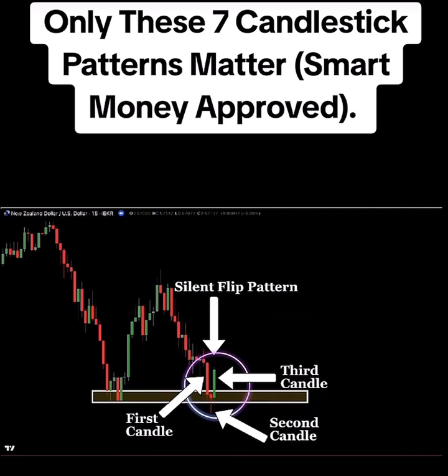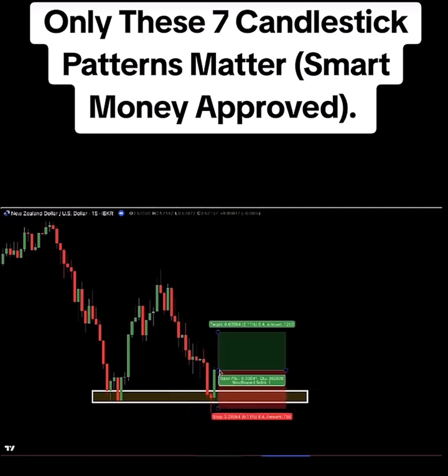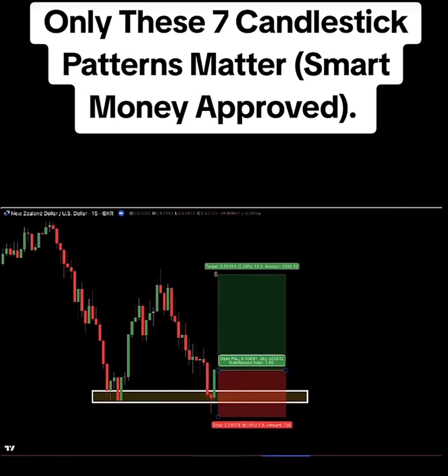This is the silent flip, a smart money move designed to fake out retail traders, sweep liquidity, and reverse the market with precision. Once you spot this formation, the entry is simple. Enter at the close of the third candle, place your stop loss below the second candle, and target the next resistance level. Now look at what happened next. As expected, the market reversed and pushed up strongly, because smart money had already cleared the path and flipped direction.